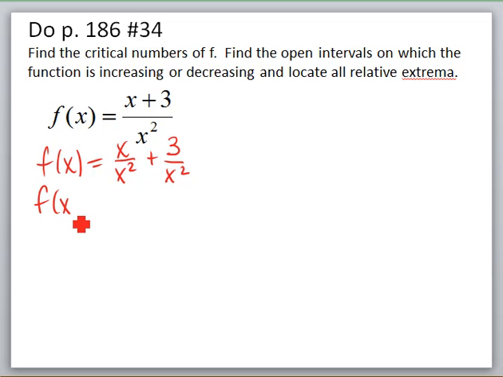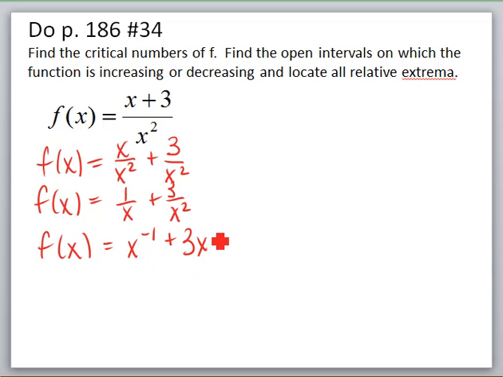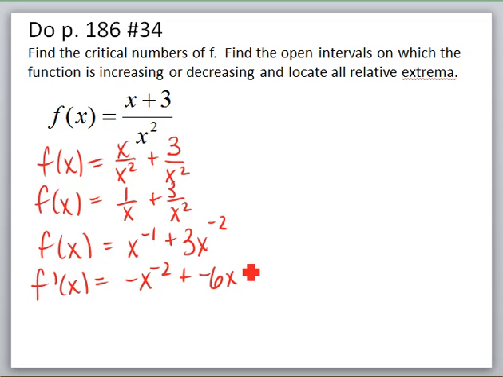I will then reduce this to be 1 over x plus 3 over x squared. So then I can rewrite this as x to the negative first plus 3x to the negative second. Taking the derivative gives me negative x to the negative second plus negative 6x to the negative third. Now it's going to be hard to set that equal to 0 unless I go ahead and rewrite it. We have 6 over x cubed.